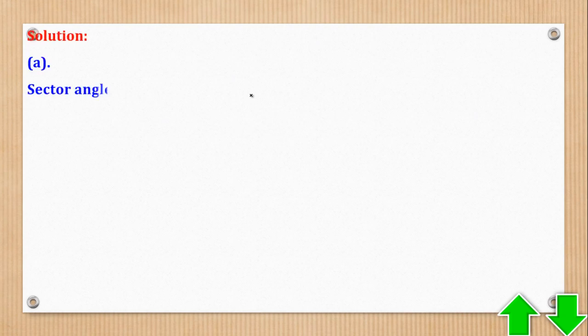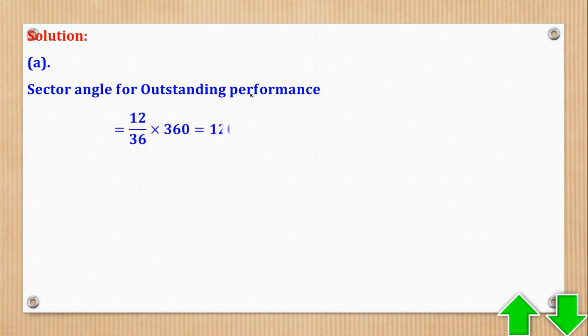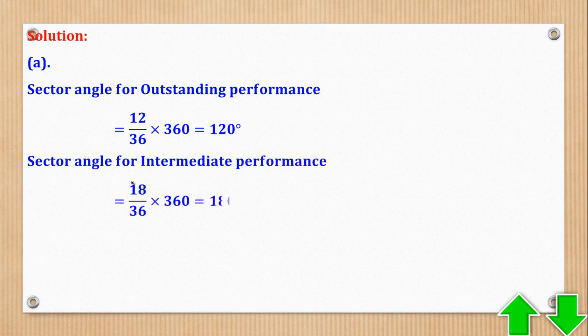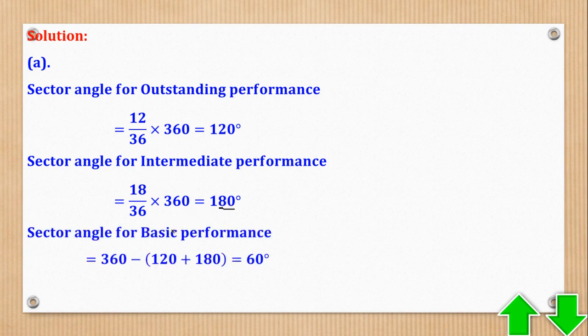So drawing a pie chart, we need sector angles. For outstanding performance, the sector angle will be 12 over 36. 12 because they are students with outstanding performance, 36 are the total number of students, times 360 to get the sector angle. The sector angle for intermediate will be 18 over 36 times 360 to give you 180. And the sector angle for basic will be the balance, which is 60.